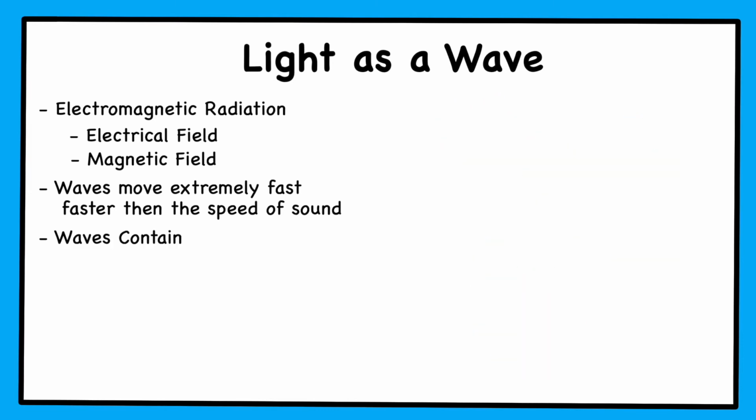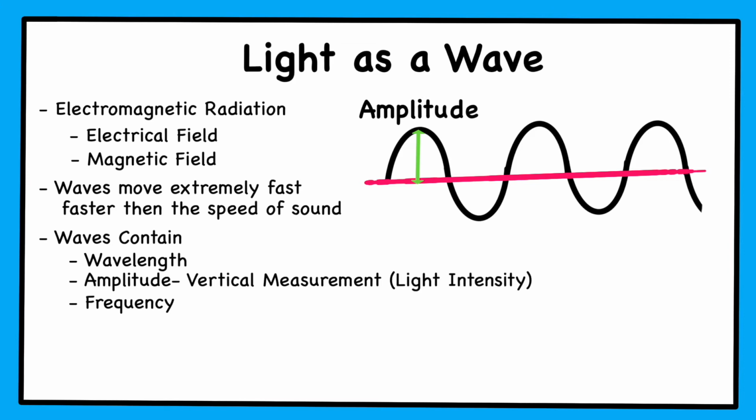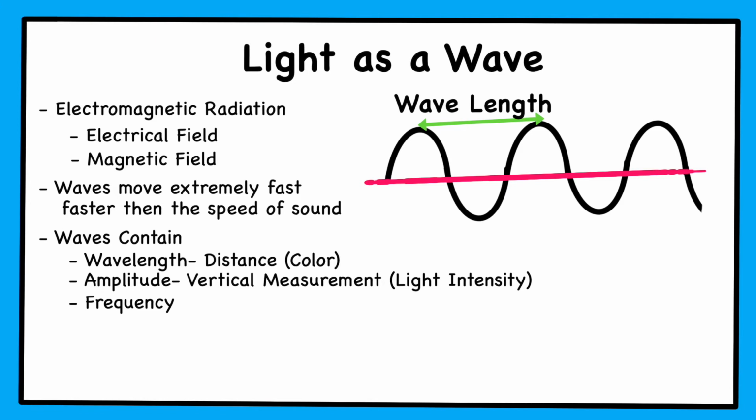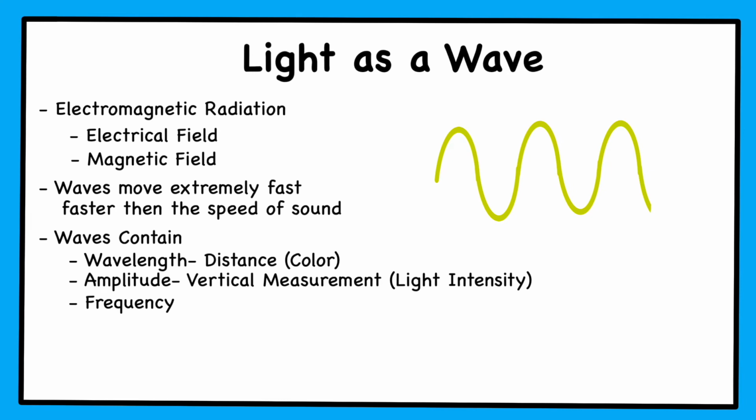Each wave consists of the following: wavelength, amplitude, and frequency, which can alter the characteristics of the wave. The amplitude of the wave is the vertical height from the crest or depth of the trough. The amplitude of the wave determines the light intensity or brightness. The wavelength of a wave is the distance between two adjacent crests. The wavelength determines the color emitted from the wave. For example, as I transition my red light wave and decrease the wavelength, I can see that the wave will change to yellow and eventually violet.